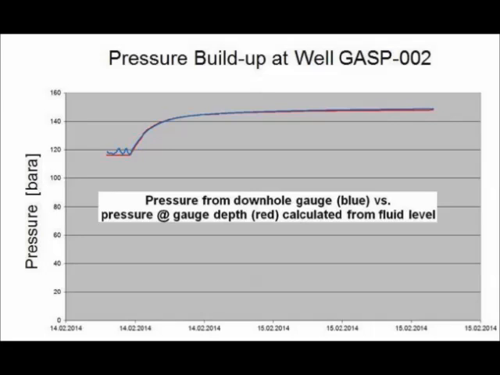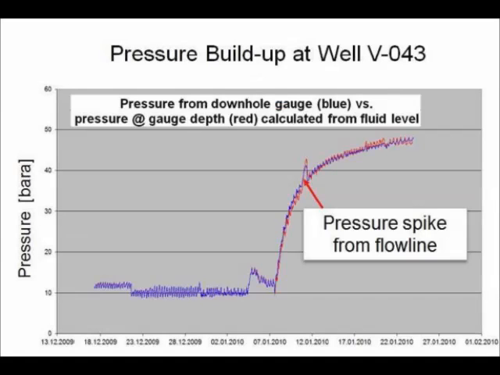Even if downhole gauges cannot be installed close to perforation depth, well deviation was not found to be a limiting factor. In the numerical procedure, the well path is accounted for when calculating the pressure gradients in the gas and liquid columns. The maximum well deviation in the examples presented here was 45°, well V043.